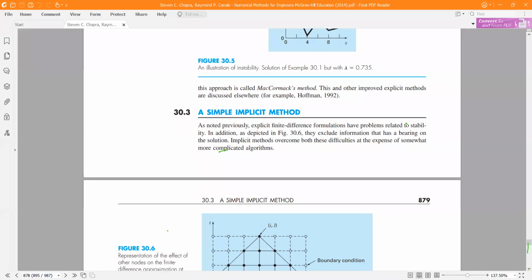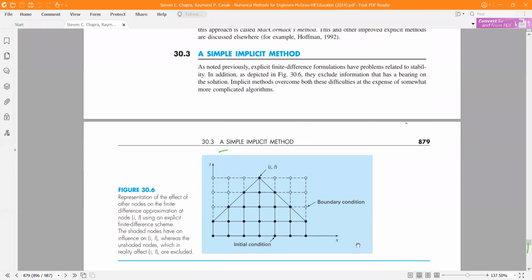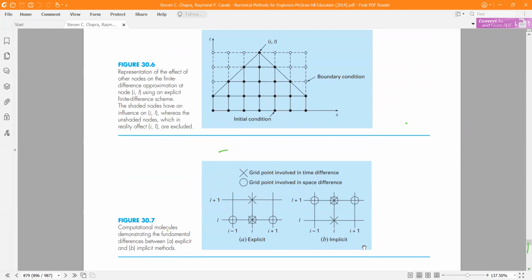Now we will be considering the implicit method. The implicit method is actually a complicated one. The reason is that in the implicit method, you will have some unknowns involved in the right-hand side, also in the left-hand side.